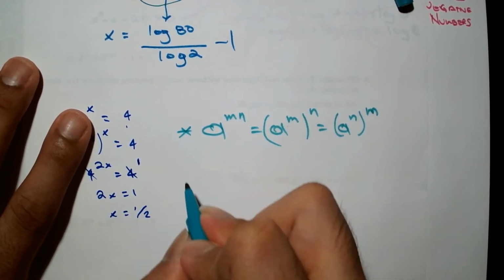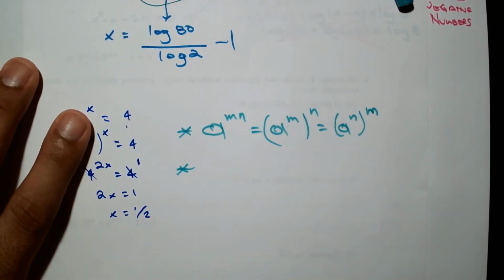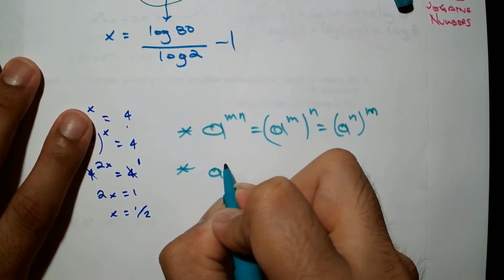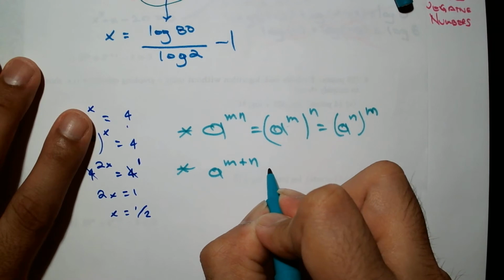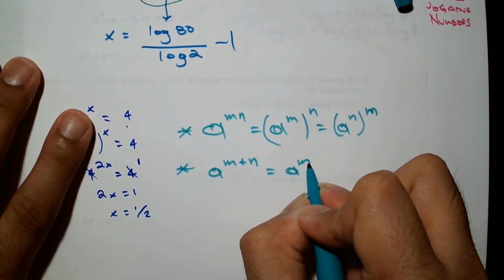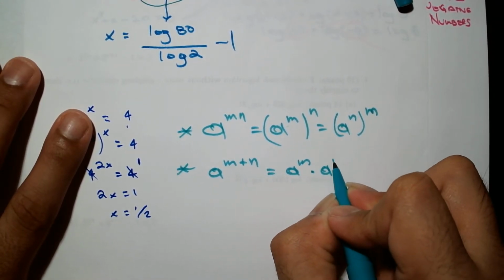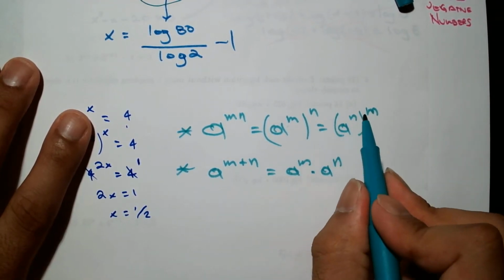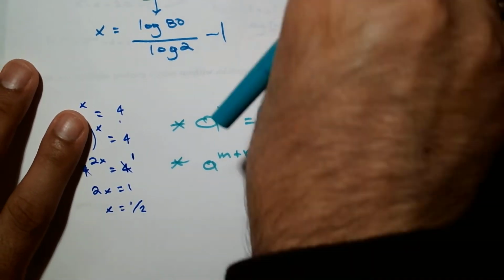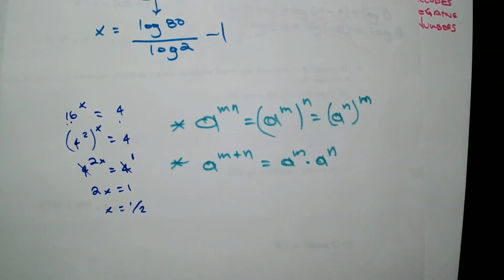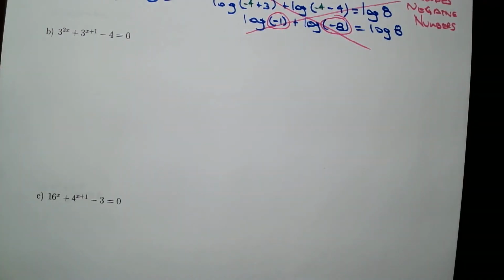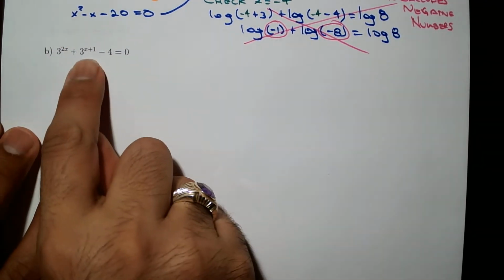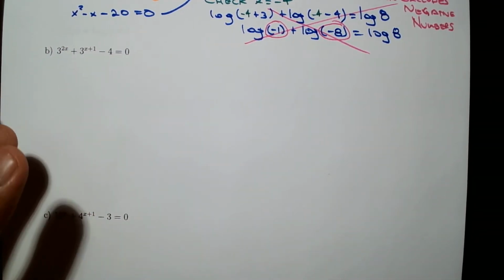Another law of exponents that we are going to use in the next example is the one that tells us that a to the m plus n equals a to the m times a to the n. So these two are going to come into play. So I'm going to work with this first one on the first term of the equation. Actually, let me work with the second term first.